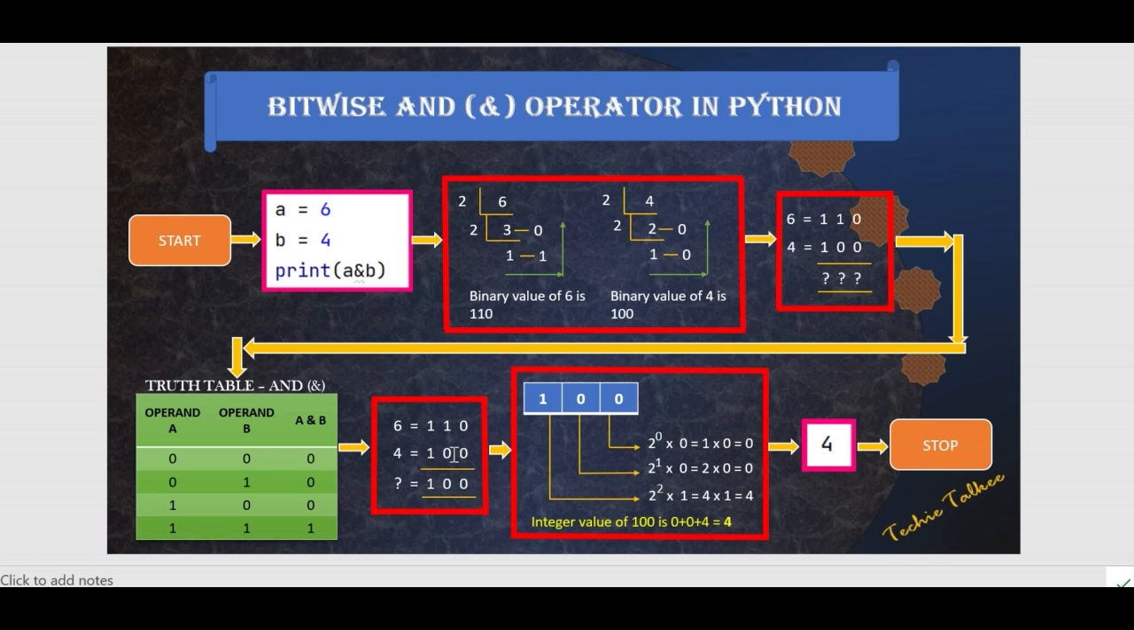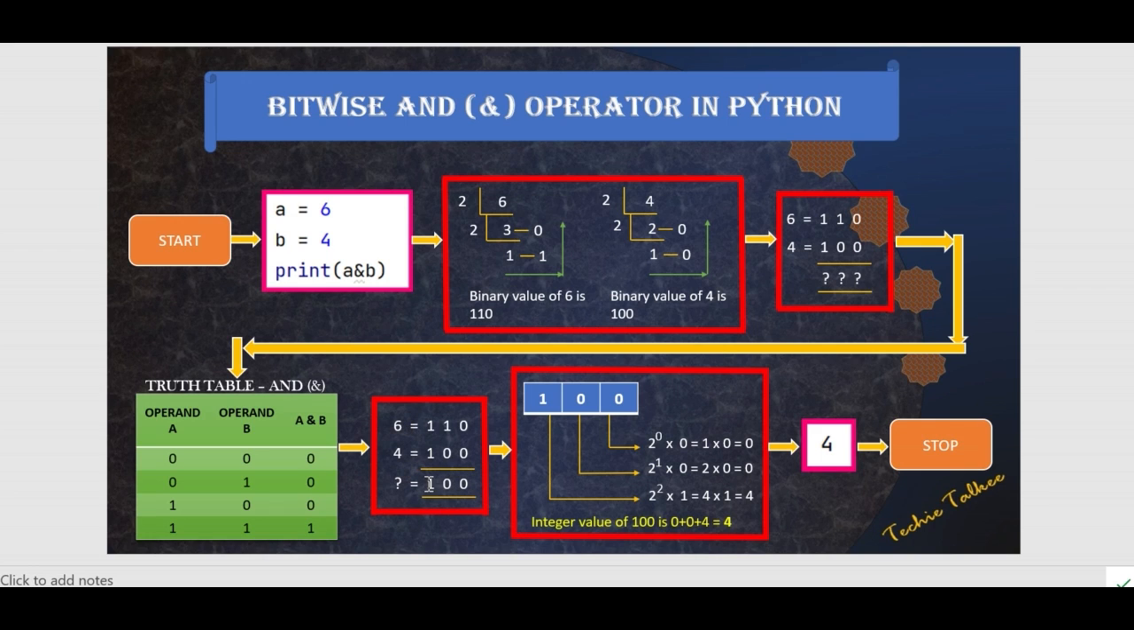1 and 0 is 0 as per the truth table. So I'll write down 0 here. 1 and 1 will be 1. So I'll write down 1 here. This is the value that I get after performing the bitwise AND operation on 6 and 4.